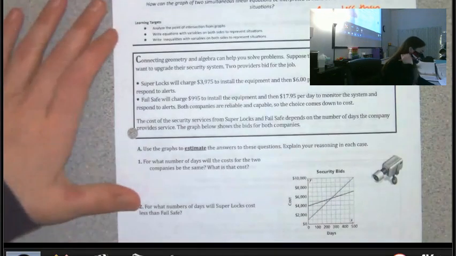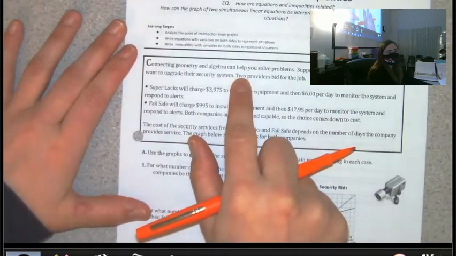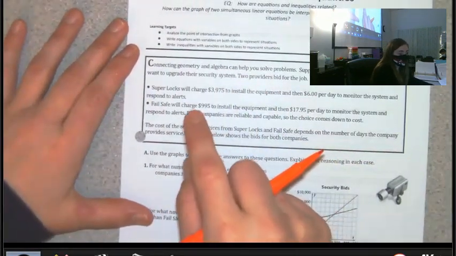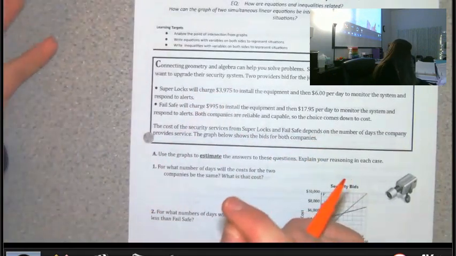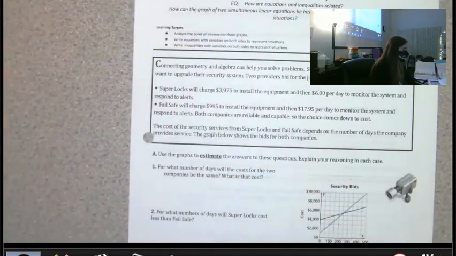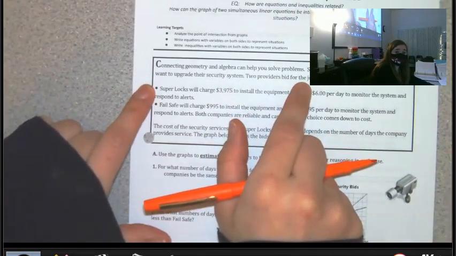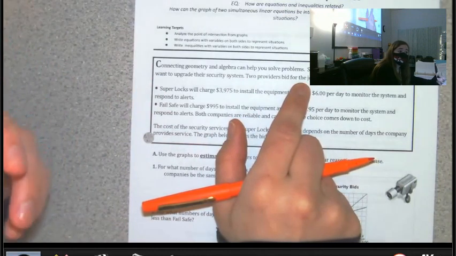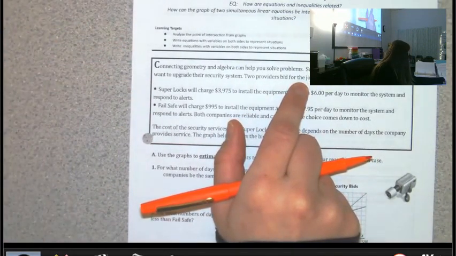All right, so connecting geometry and algebra can help you solve problems. Suppose the manager of a shopping center wants to upgrade their security system. So we've got security cameras that we want to upgrade. We're looking at two different providers, two different companies that provided a bid for the job, which means a security company will throw in a bid to you, and you get to decide which one has the best option.